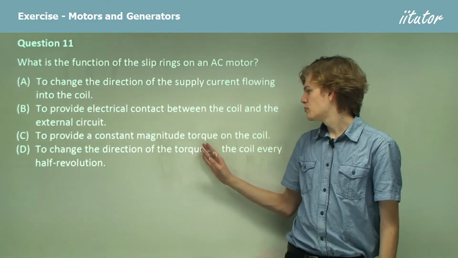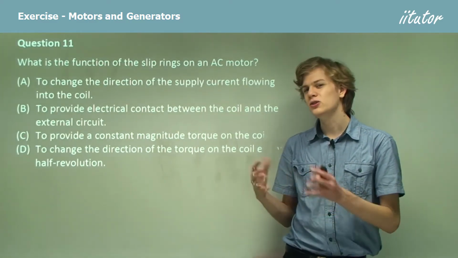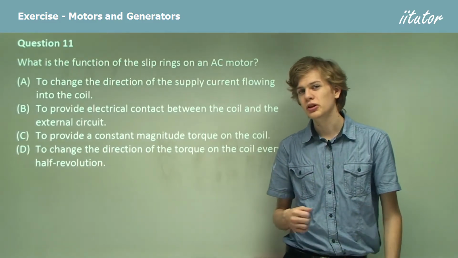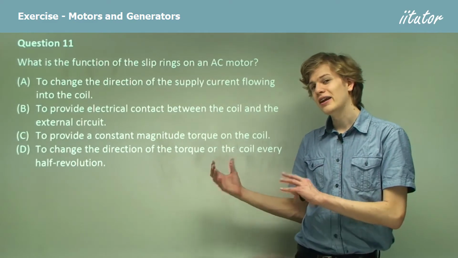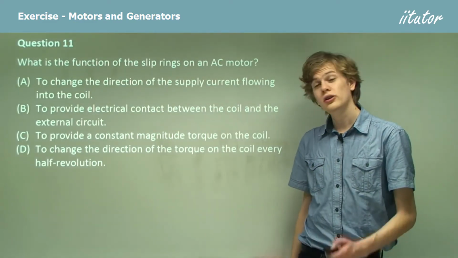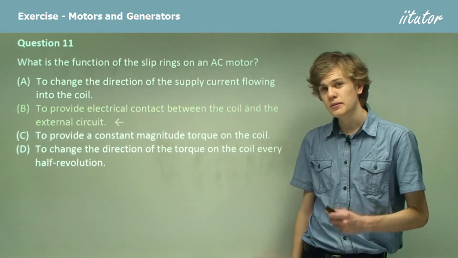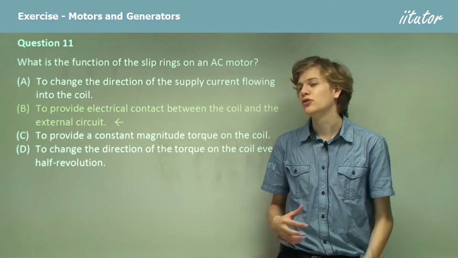If we provided a constant magnitude torque on the coil, then we would need to have a motor that doesn't use slip rings. We would need perhaps a squirrel cage motor. In an AC motor that uses slip rings, we don't get constant torque. The only answer remaining is B, to provide electrical contacts between the coil and the external circuit. That's all the slip rings do.